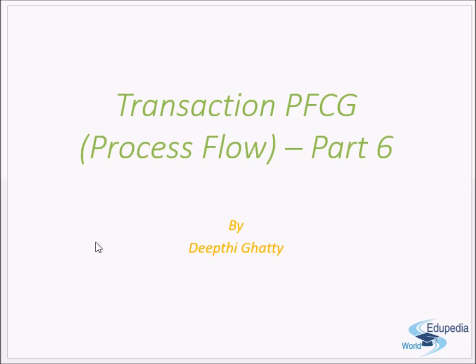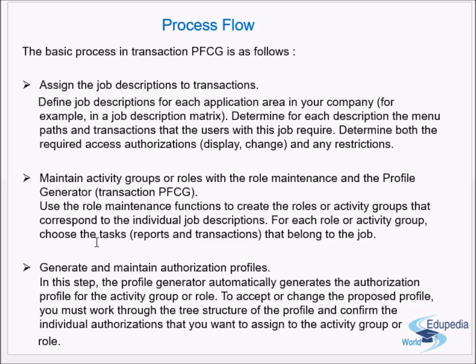Okay, so we'll learn about the process flow in transaction PFCG. Now, the basic processes in transaction PFCG are as follows. Assign the job descriptions to transactions. Here we have to define the job descriptions for each application area in your company, for example, a job description matrix. Determine for each description the menu paths and transactions that users with this job require. Determine both the required access, that is authorizations, and any other restrictions.